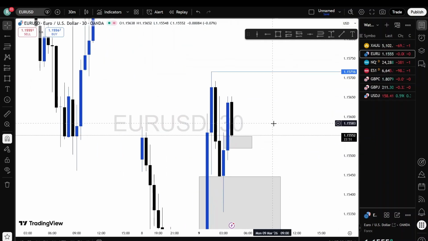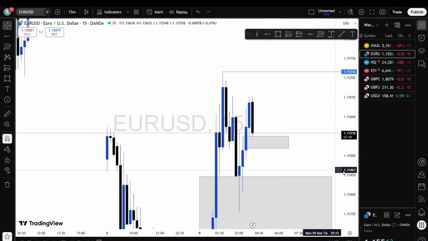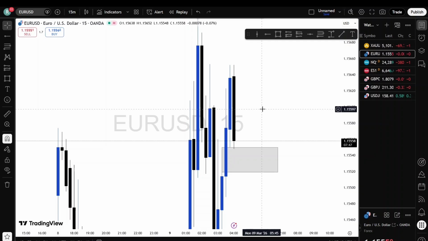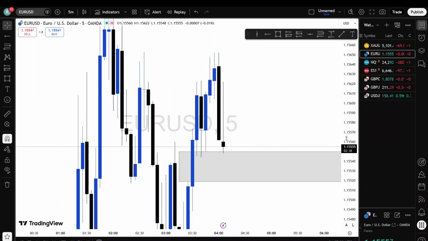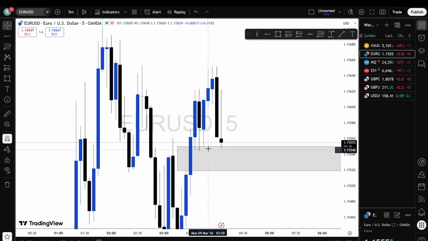Okay, I think FVG, yes, FVG has been tapped. Now we need to switch to the lower time frame. Let's see, for 5 minutes, if you see now the FVG has been tapped. 5 minutes, now you see 5 minutes was also bullish.